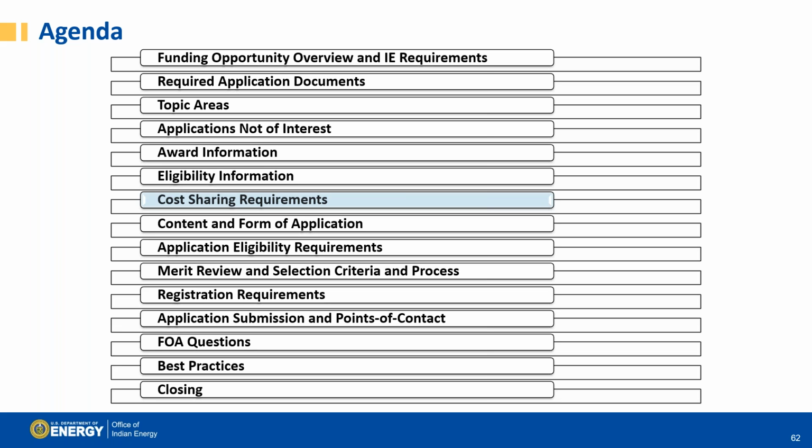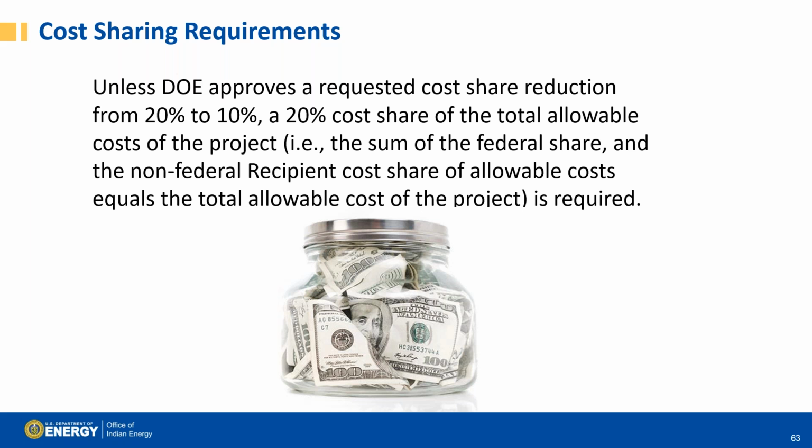Let's talk about cost sharing requirements. Let's go on to slide 63, please, Joe. The money stuff. Unless DOE approves a requested cost share reduction from 20 to 10%, a 20% cost share of the total allowable cost of the project is required, where total allowable cost of the project is the sum of the federal share and the non-federal recipient cost share of allowable costs.